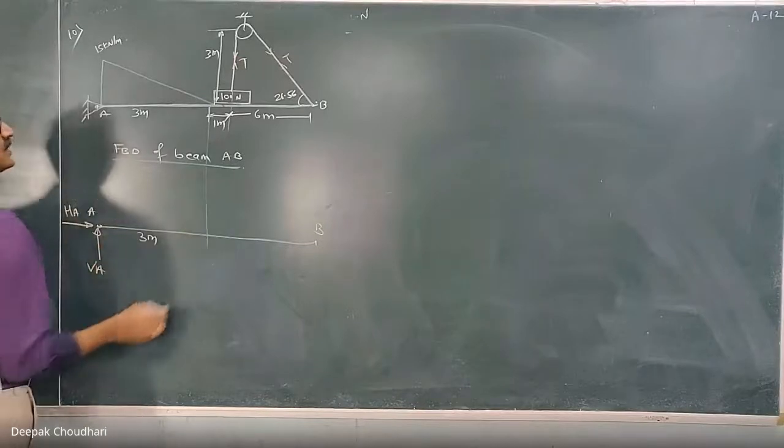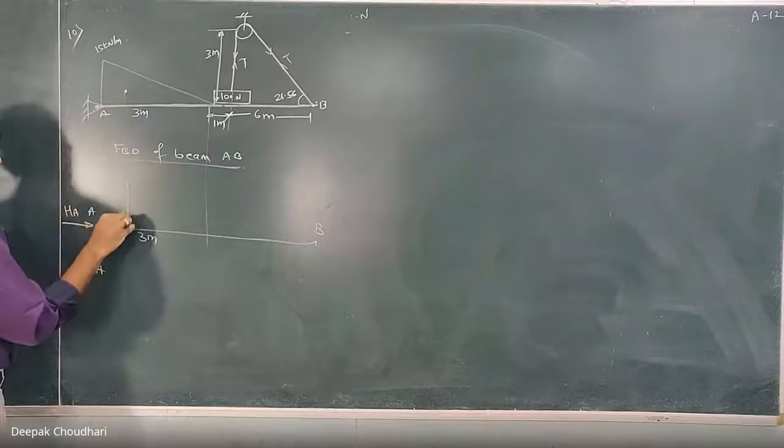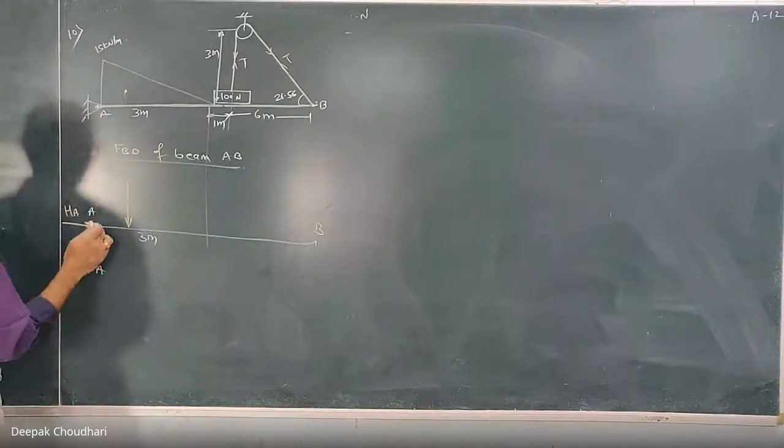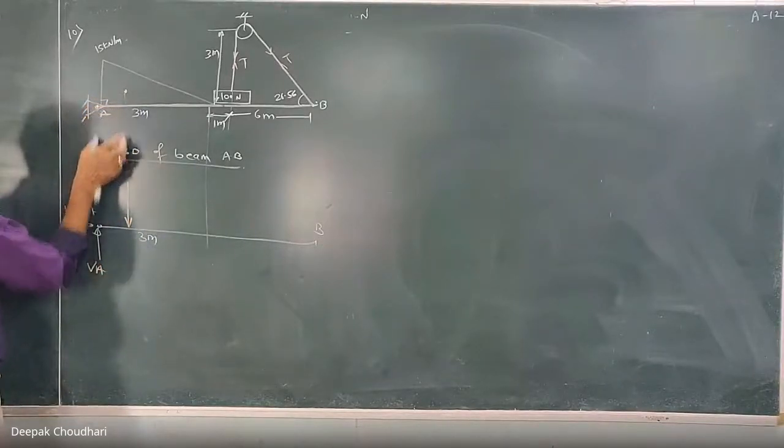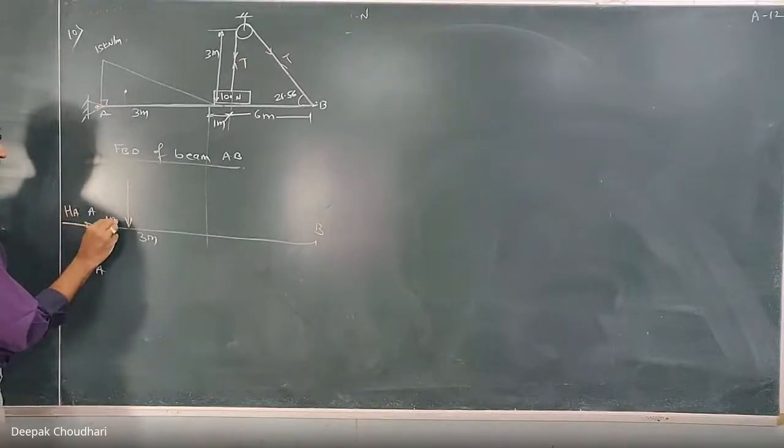Then from this A to this intermediate point, there is a UVL. So the equivalent point load will act at the centroid of that triangle. The centroid of a triangle will be b by 3 from the right angle. So this distance will be b by 3. b is 3, so this will be 3 by 3, that is 1 meter.